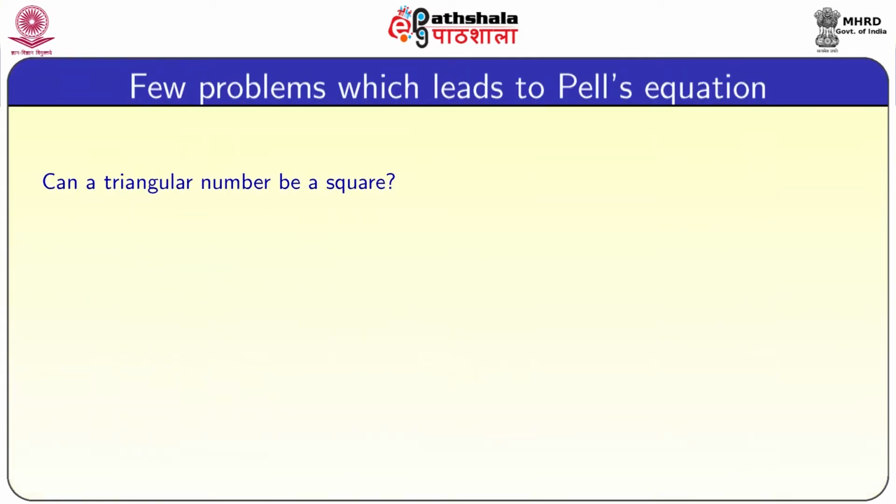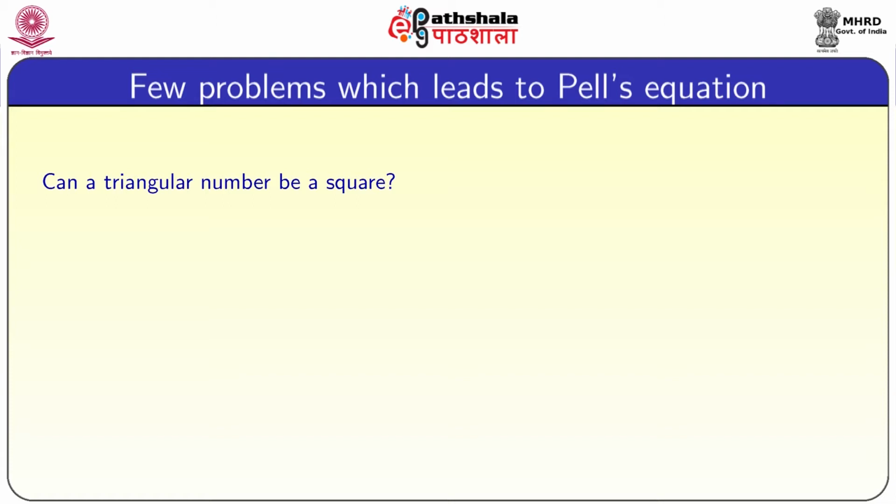Now, we are going to see a few problems which lead to Pell's equation. The first problem in this direction is: can a triangle number be a square? In the first chapter we discussed triangle numbers and square numbers. In general, we discussed polygonal numbers. Triangle numbers are numbers of the form n into n plus 1 by 2. Squares are of the form just m square. Now, when is a number both a triangle number as well as a square?